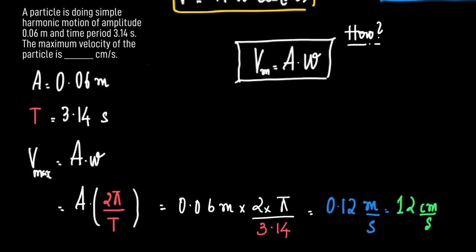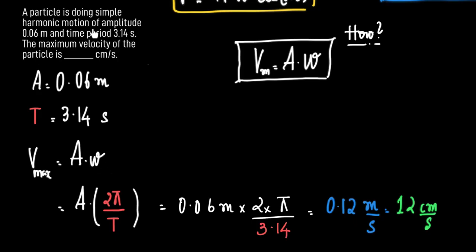So we do understand that this is a very simple, straightforward question based on this equation of simple harmonic motion. Now the question here is, how is the maximum velocity V max equal to A times omega? How? But to solve this question, we don't need this how.